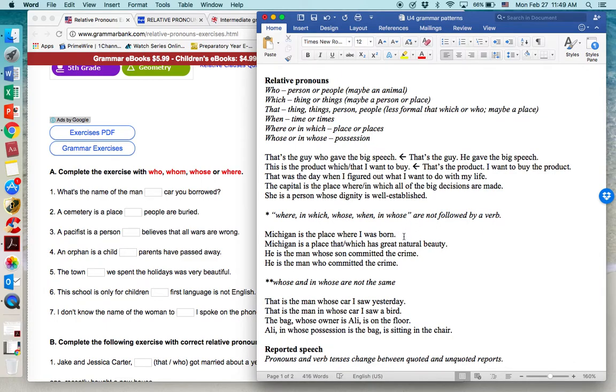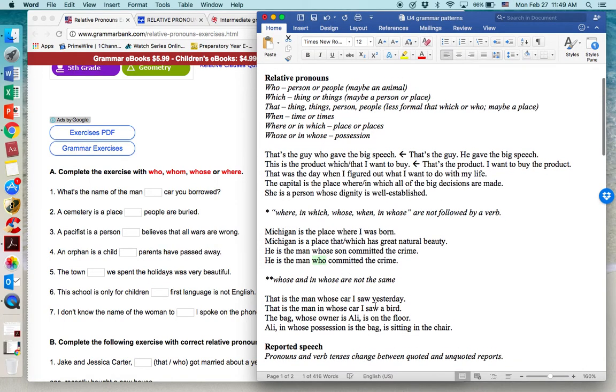So for example, Michigan is a place where I was born. We use where because of this noun here, where I was born. We can't put where in this case here. Michigan is a place that has great natural beauty because we follow the relative pronoun with a verb. He's the man whose son committed the crime. Again, we follow whose with a noun because these are possessive relationships here. But we can't follow whose with a verb. So he's the man who committed the crime. If we have a verb, then we know it's not whose or in which, in whose, or when.